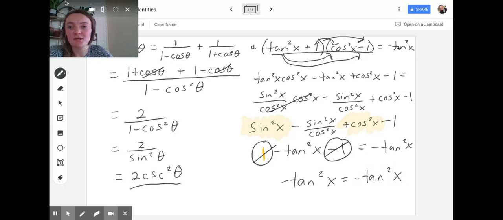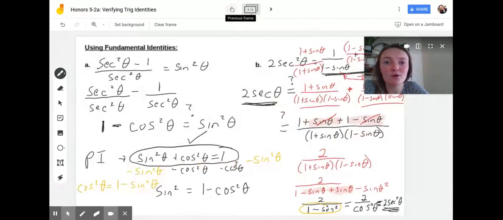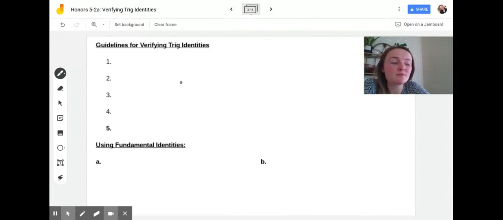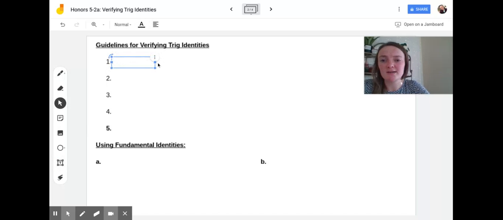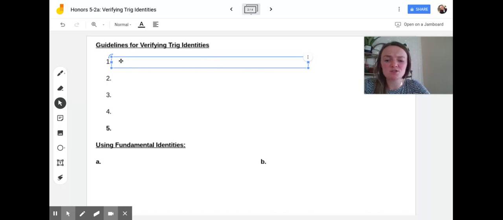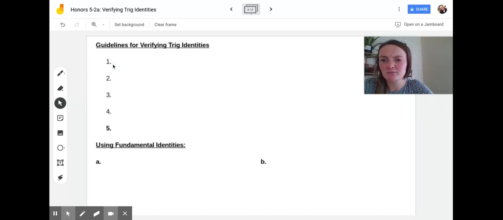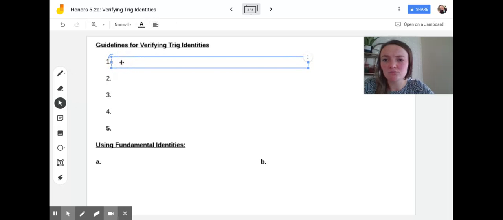Okay, so there are a couple of key takeaways that I want to go over with you guys. There are a couple of guidelines, and I actually have them written in the book. So first guideline, I'll type it. Is it not going to let me type? Oh, I guess I can't type.